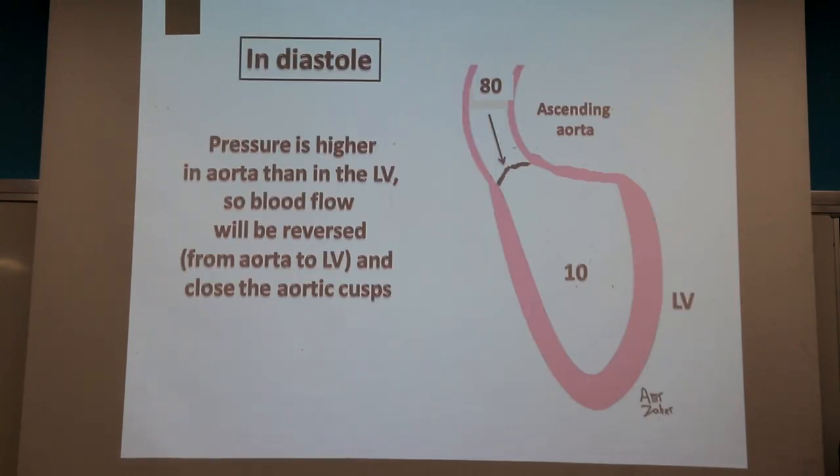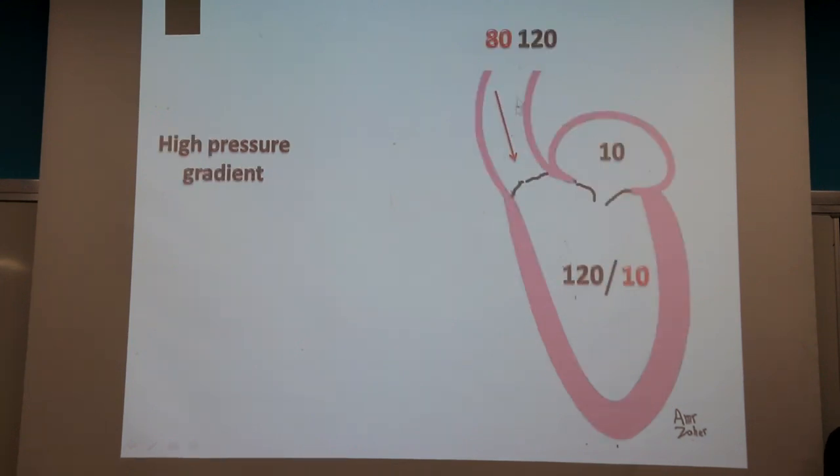The other problem is during diastole. Okay? Here the pressure is 80 millimeters of mercury, here it is 10. It's a big difference. Pressure is higher in the aorta than in the left ventricle, so blood flow will be reversed. Of course, blood will go back and close the aortic valve. There is a very high pressure gradient, 80 and 10 here. So what will happen?